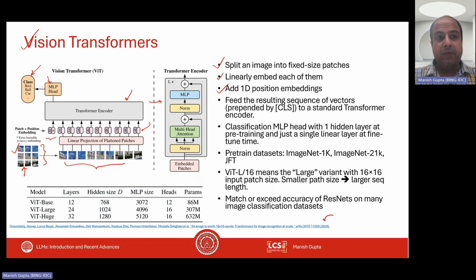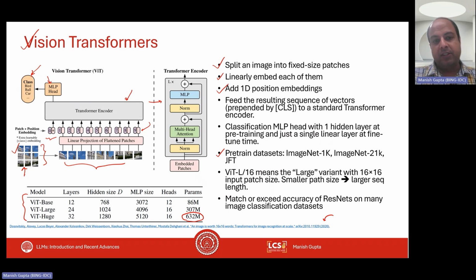Right. The ViT model comes in 3 different sizes: 12-layer, 24-layer, 32-layer, base, large, and huge sizes, with different hidden dimensions and number of attention heads, and so on. Right. The largest one is basically 632 million parameters. This model was pre-trained using obvious datasets, ImageNet 1K, ImageNet 21K, and JFT.